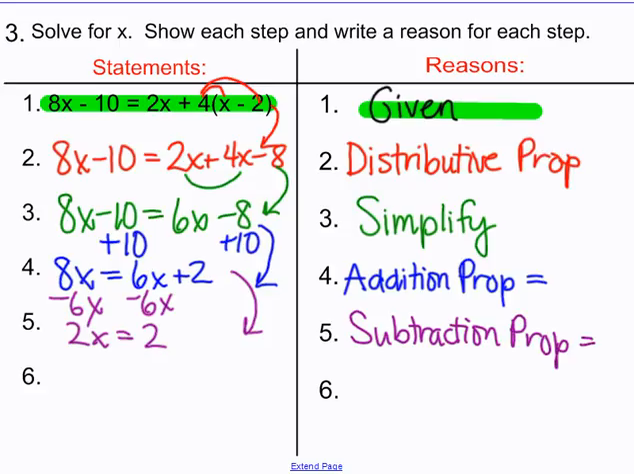Finally, we get to our last step. How do I solve it for x? I have to divide both sides by 2. So I end up with x equals 1. And since it was division, we say it's the division property of equality.